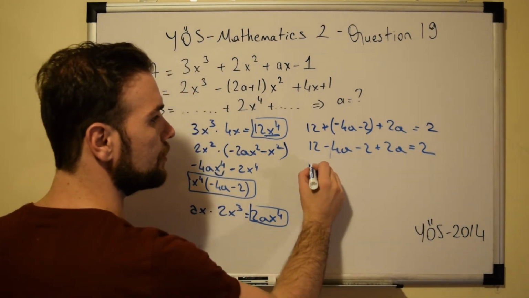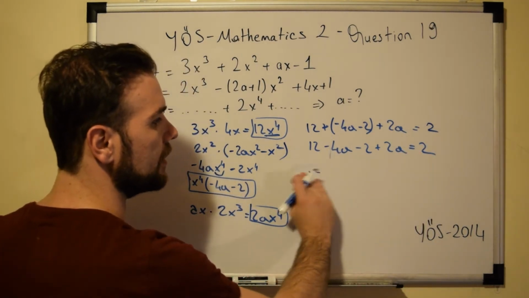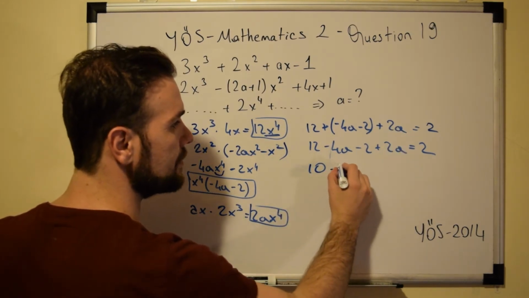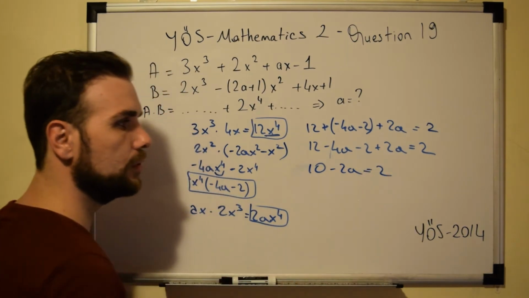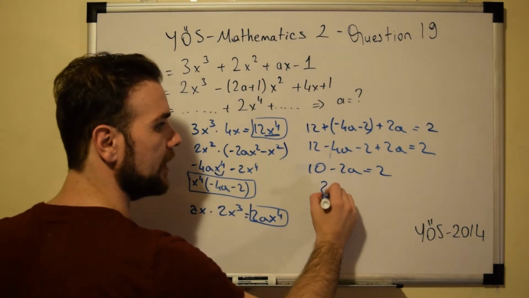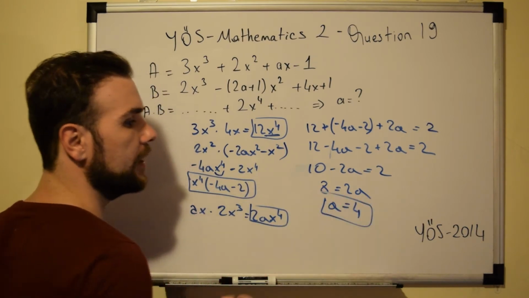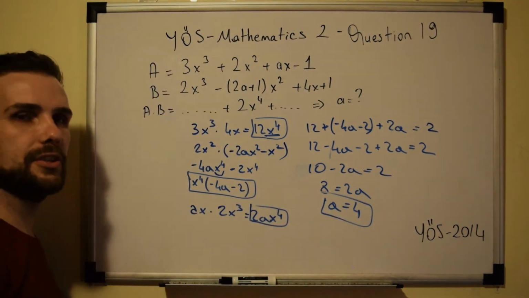In this case we have 12 minus 2, which is equal to 10, and minus 4a plus 2a is minus 2a, which is all equal to 2. So what do we have? 8 is equal to 2a, and a is equal to 4. And the right answer for this question is 4.